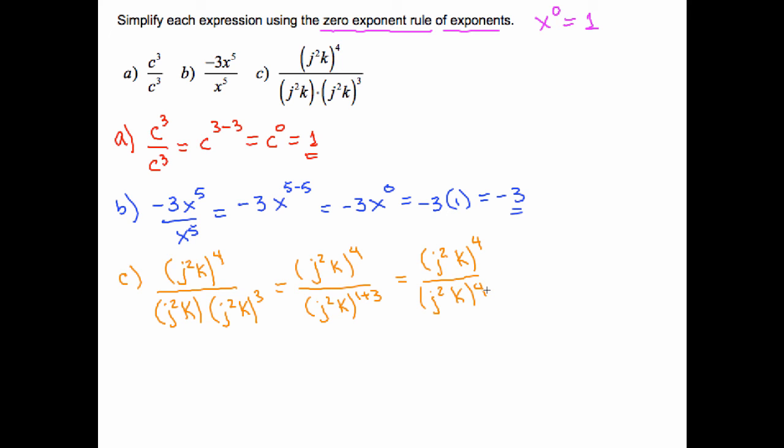Now I'm dividing with a common base, so I can subtract the exponents. This gives me j squared k, and that base is raised to the 4 minus 4, subtracting the exponents. Well, 4 minus 4 is 0, so now I have j squared k raised to the 0. And again, if I'm raising j squared k to the 0, then the result is 1.